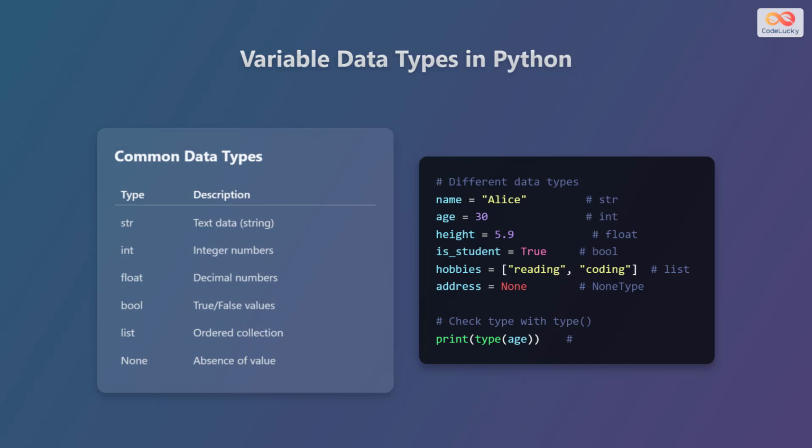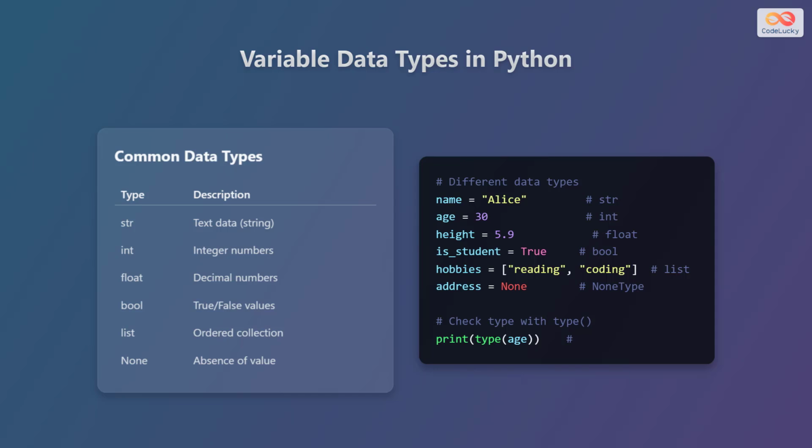Python has several built-in data types that you can assign to variables. Here is a list of some of the most common ones. str, which represents text data or strings. int, which represents integer numbers. float, which represents decimal numbers. bool, which represents true or false values. list, which represents ordered collections of items. None, which represents the absence of a value.